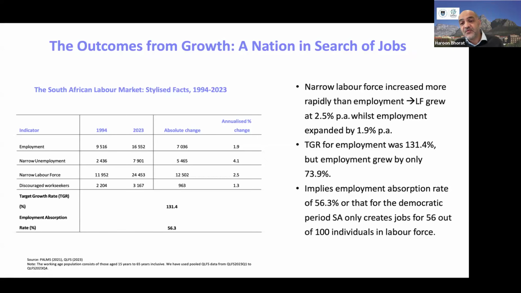If you wanted a different way to think about that, I've got a little number here that I calculate for these estimates called the employment absorption rate. What that tells you, in summary, is that for every 100 people that entered the labor force continuously from 1994 until 2023, only 56.3 of them actually found a job of any form in the formal or the informal sector. I want you to keep that number in mind because it's really important when we think out of the box about employment generation and growth in the South African context.